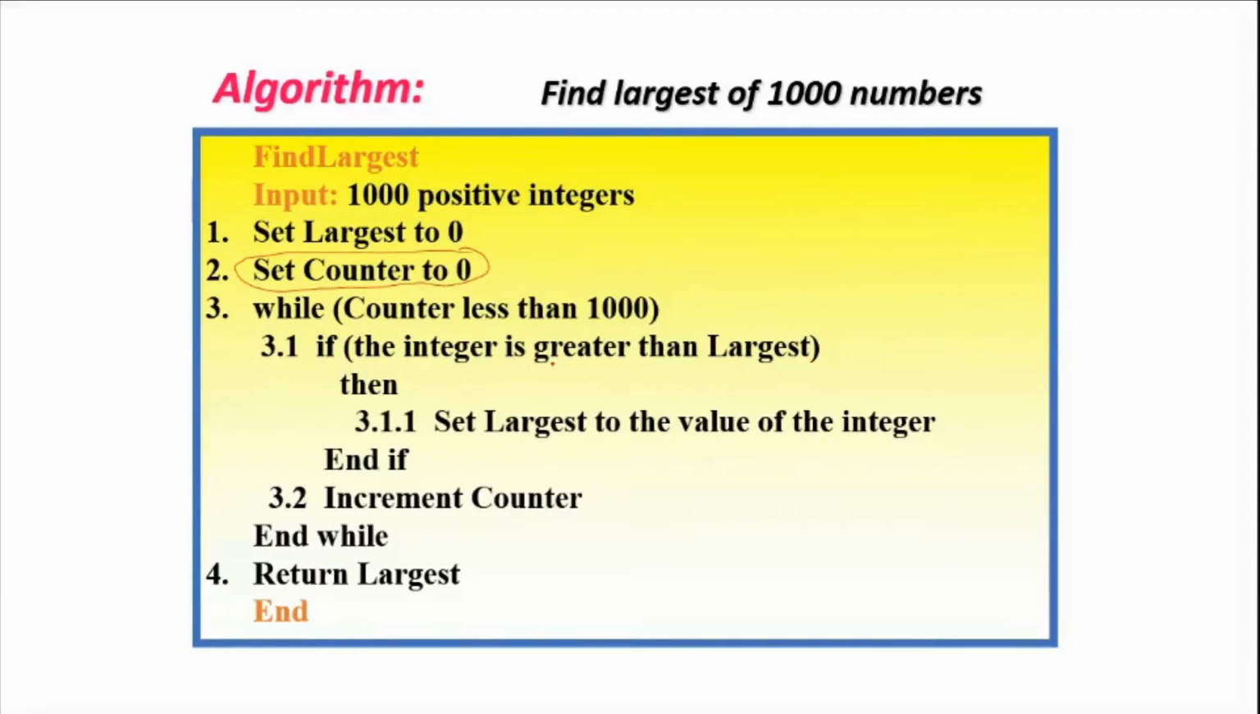If the integer is greater than the largest, then we set the largest to the value of the integer. If it is less, then we do nothing. Once this checking is over, we increment the counter. Increment the counter means counter is equal to counter plus 1. Plus 1 is added so that the next number is to be checked, the second number or the third number. Then we end the while. Then finally we return the largest. And that is how we write the algorithm for finding the largest of 1000 numbers.